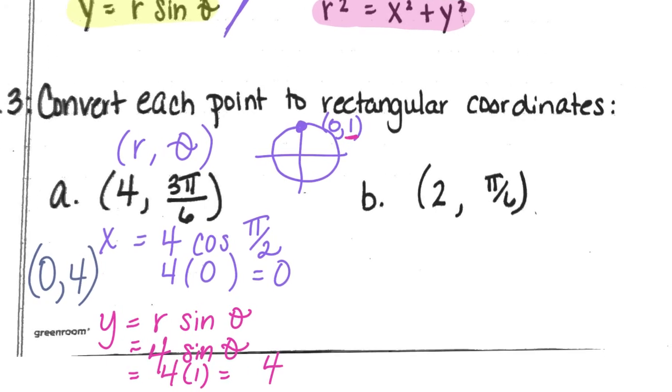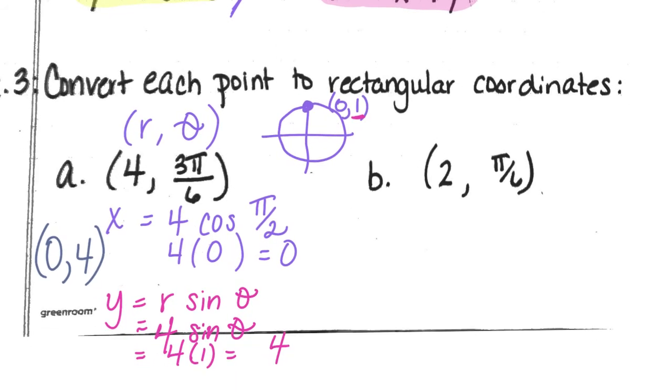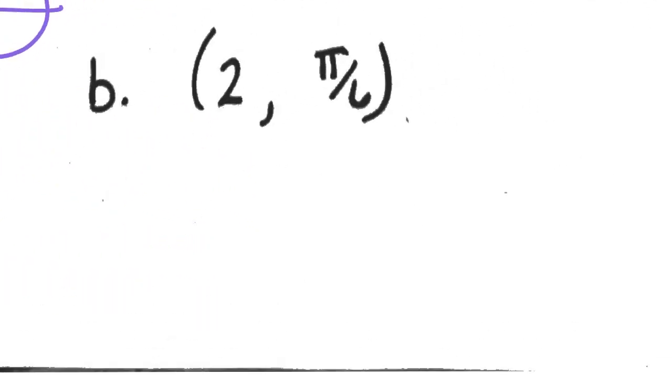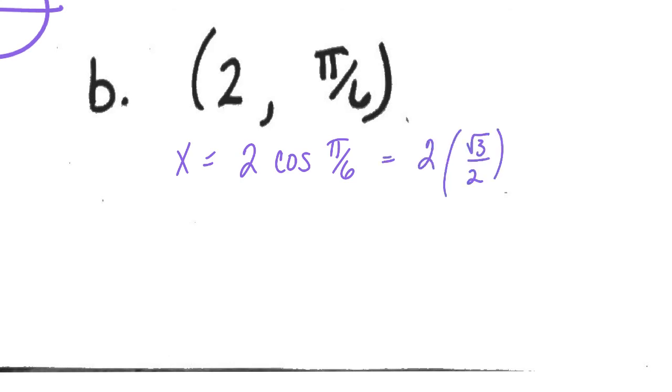Let's go ahead and look at B. I need those same formulas. So I'm going to look at B. I know that x is equal to 2 cosine pi over 6. Do you remember what the cosine of pi over 6 is? This is 2 times root 3 over 2, which ends up being root 3.